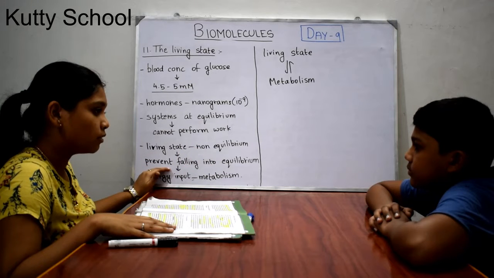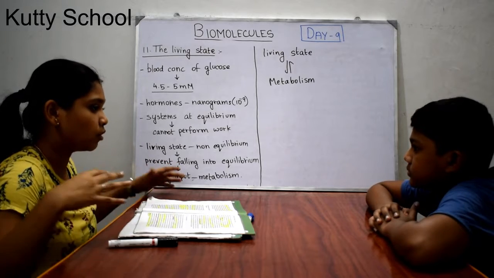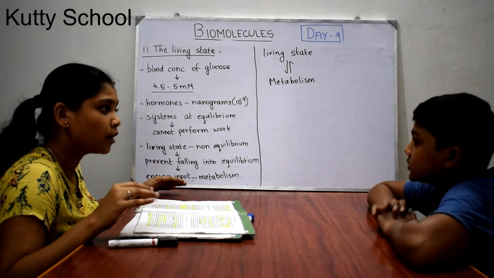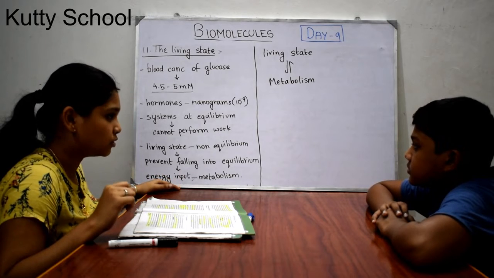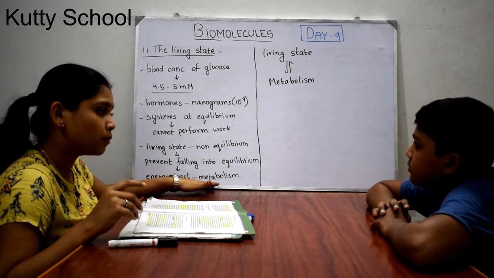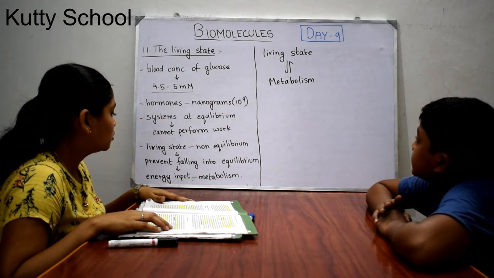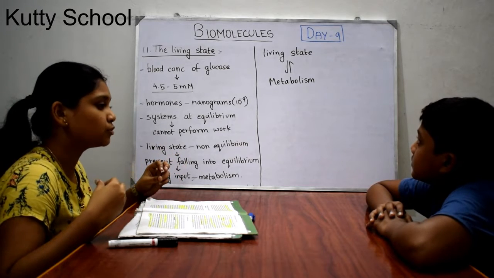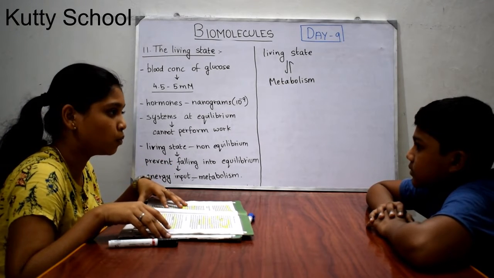To prevent falling into equilibrium, some energy input is needed, and it has to be constantly maintained in non-equilibrium. This energy is obtained by metabolism, where catabolic and anabolic reactions take place, as in the last topic. Metabolism constantly provides energy, so by getting energy we are prevented from falling into equilibrium, and we remain in non-equilibrium, capable of performing work.